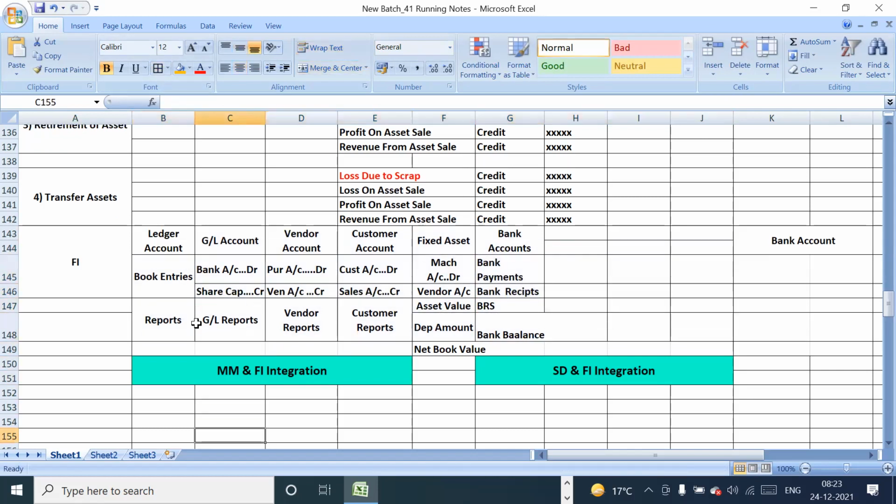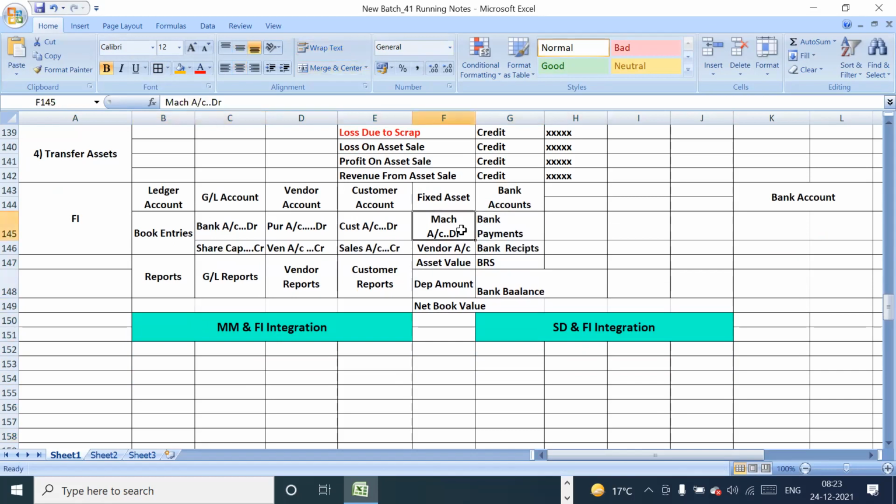So this is the way in the finance module we are going to do the activities. First, if you want to book entries or see reports, what is the prerequisite? We need to create the ledger accounts. Then only can we book all these kinds of entries, and then only can we see the reports. This is our finance module.